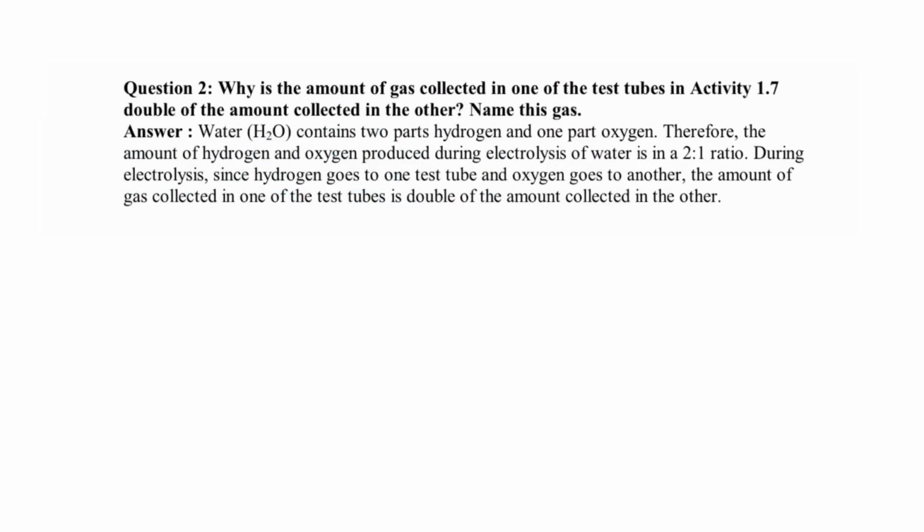Okay, so name this gas. Hydrogen, right? Hydrogen, which is collected at the cathode, has double the volume of oxygen. The reason, all of you already understood, right? Water on decomposition gives 2 units of hydrogen and 1 unit of oxygen. So the volume of hydrogen is twice that of oxygen. Hope you understand the answer. If you want, you can copy the answer from here.